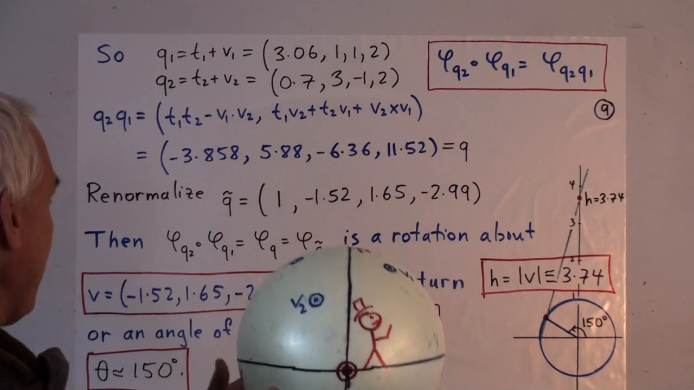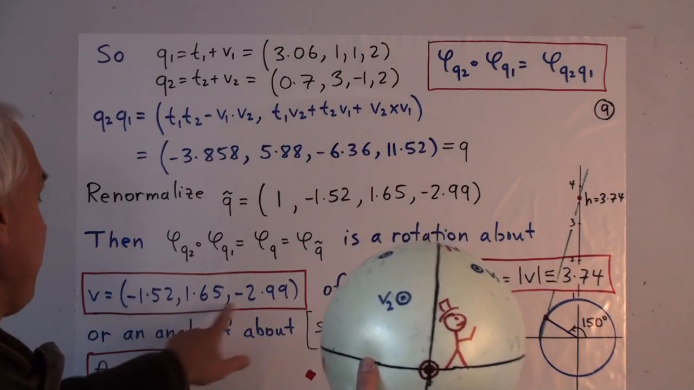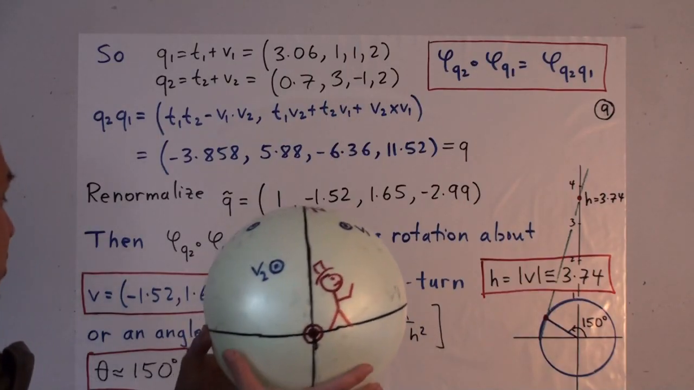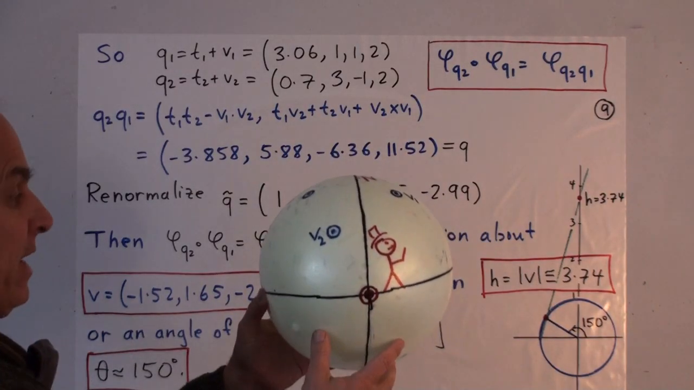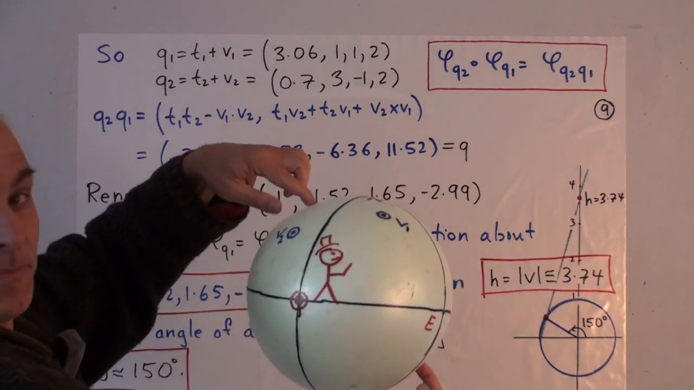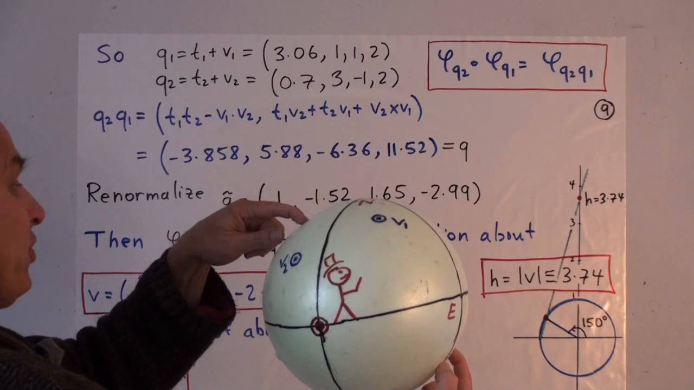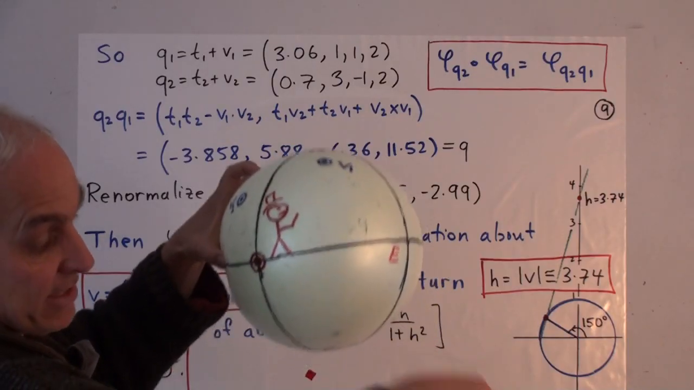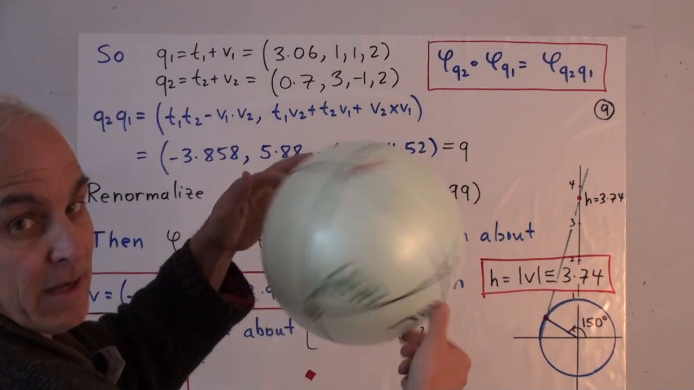All right, so now let's have a look at the final composite. It should be a rotation around this vector here. So minus 1.52 in the x direction, 1.65 in the y direction, and minus 3 in the z direction. And that's an axis that's roughly like this. And we're supposed to make a rotation of about a half turn of 3.74, which is roughly 150 degrees, with respect to this direction of my right hand. So 150 degrees, almost 180, but not quite.